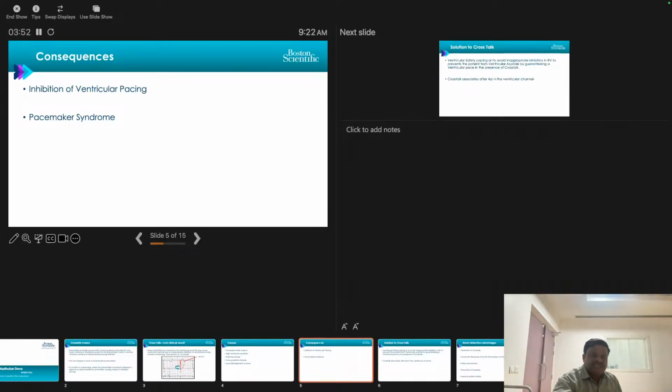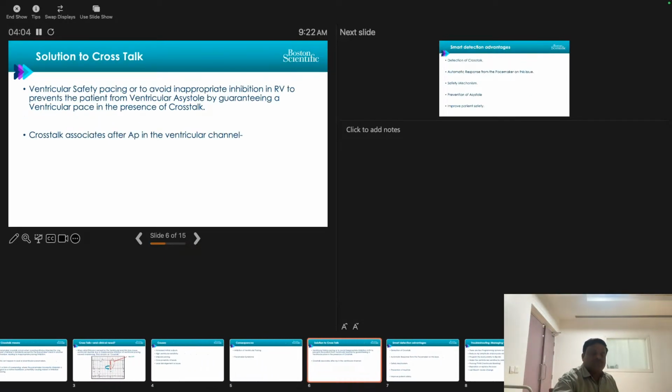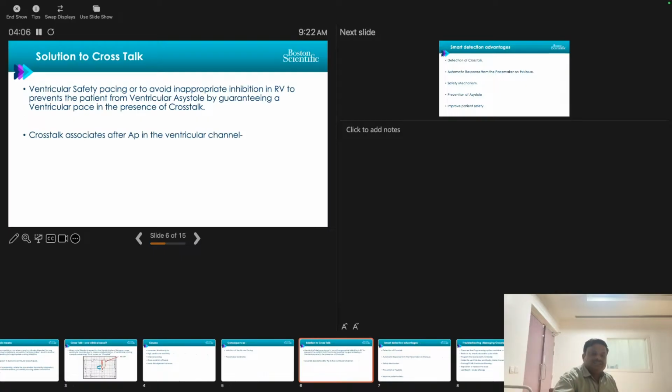The consequences: one is the inhibition of ventricular pacing the majority of the time. So the patient is going to have symptoms, and pacemaker syndrome is also going to happen because of this crosstalk. So what is the solution? Basically, the solution is safety pacing to avoid the inappropriate inhibition in the RV. It prevents the patient from asystole by guaranteeing a ventricular pace in the presence of crosstalk.